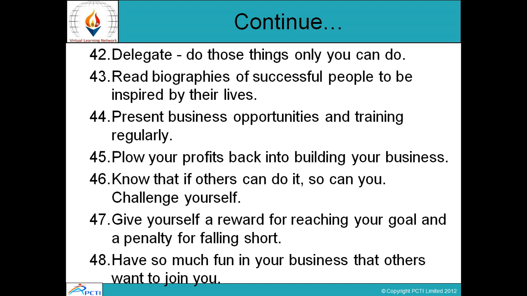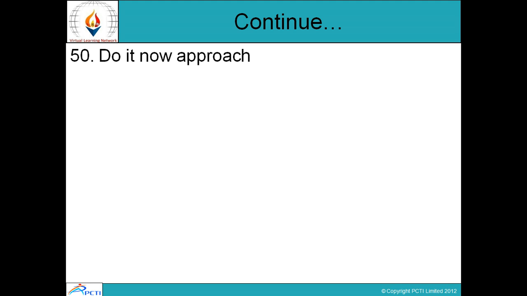Give yourself a reward for reaching your goals and a penalty for falling short. This is a very wonderful approach. Have so much fun in your business that others want to join you. You should analyze this thing also. And the last point is the do it now approach. Whatever you want to do, do it right now. This is the right time. This is the best time to do that thing. This is a very powerful concept which ultimately generates a better prospect for the business.